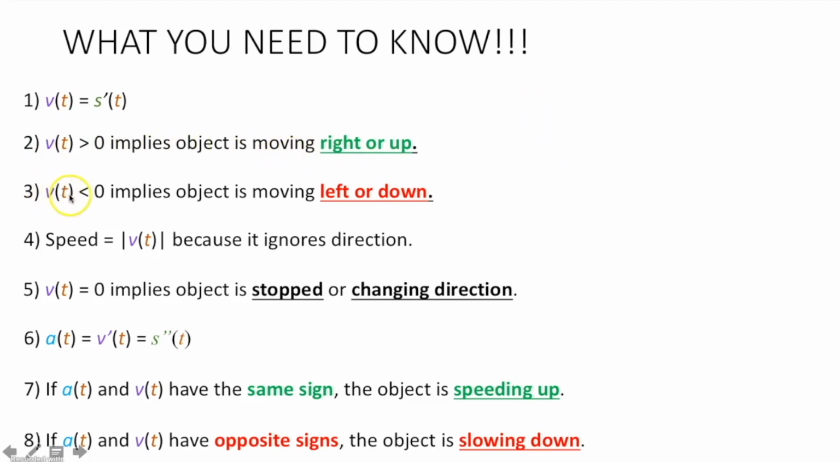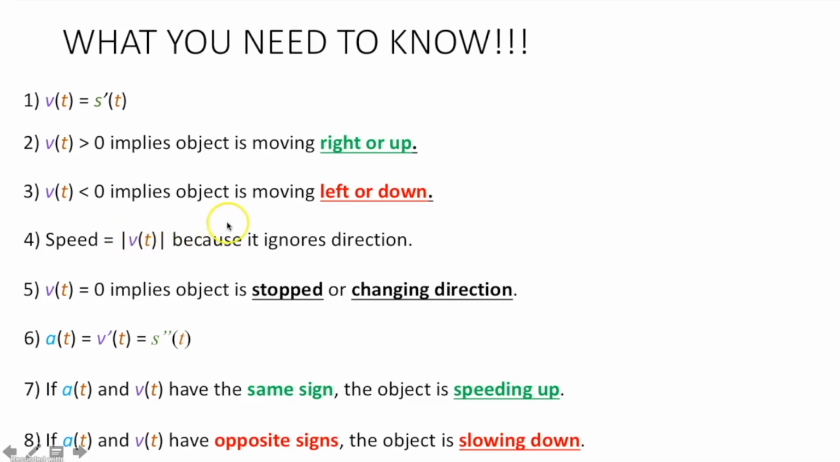If the velocity is negative, so if your velocity is less than 0, this implies that your object is either moving left or down. It depends on which plane your object is moving. Fourth, the speed is equal to the absolute value of velocity. And we said that's because speed ignores direction. The velocity will tell you the direction based on whether it's positive or negative.